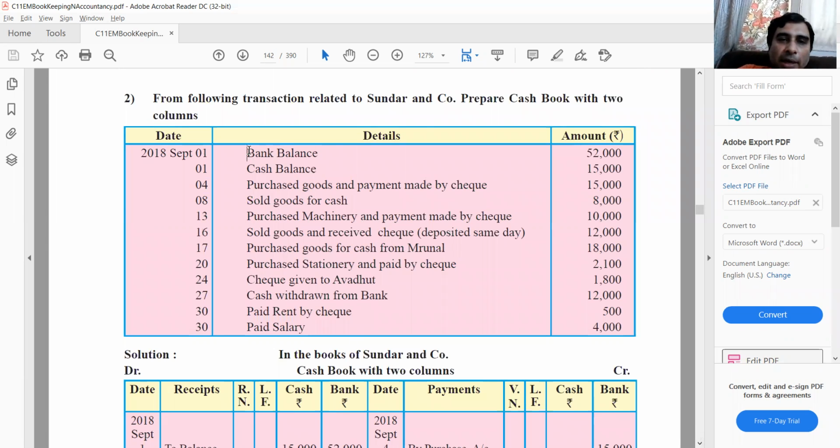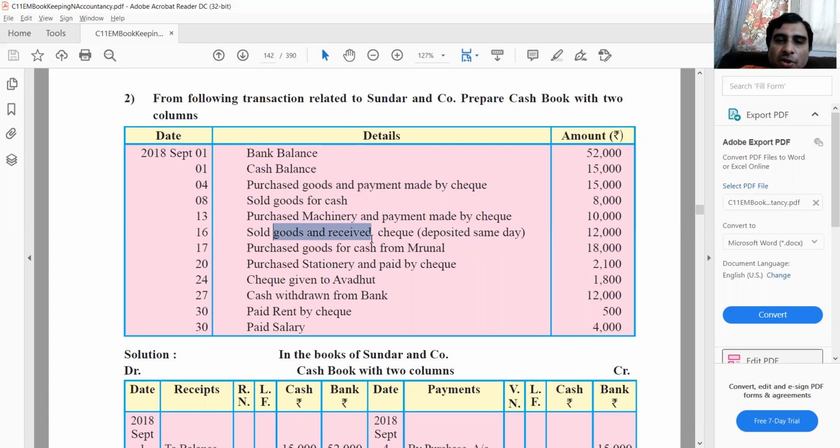So this is bank balance, not mentioned anything, positive amount, left hand side. Cash balance, left hand side, opening balance. Purchase goods means right hand side, and by check means bank column. Sold goods for cash, left hand side, cash column. Purchase machinery by check, right hand side, bank column.